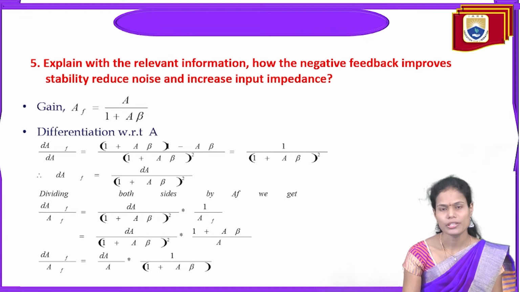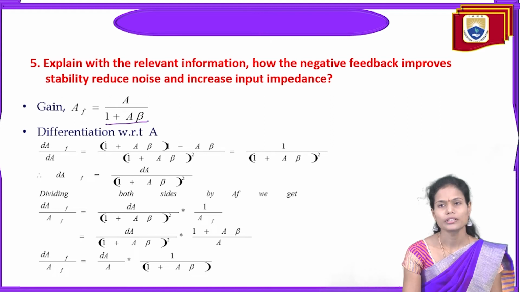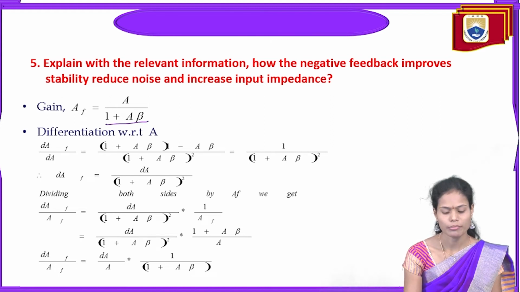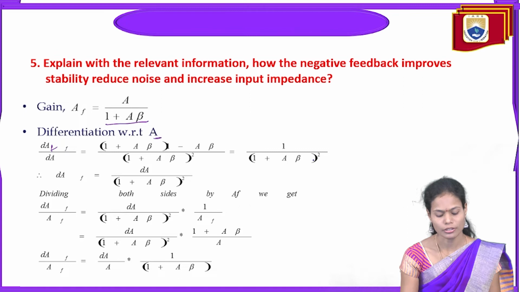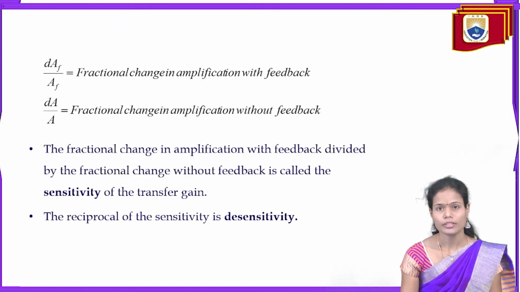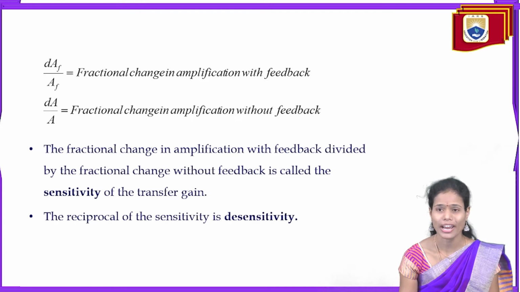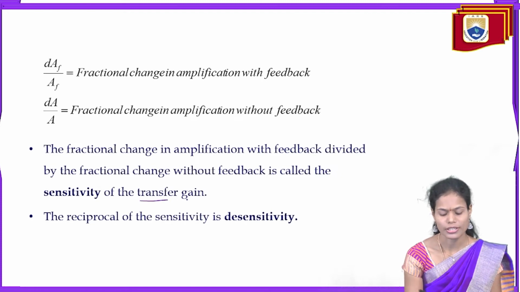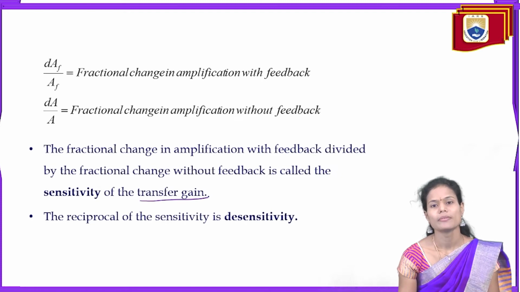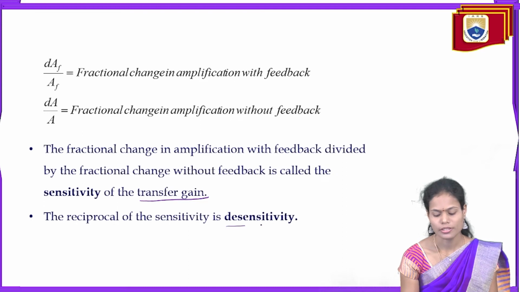So in order to prove this, I am taking the gain with feedback, and to prove that distortion is reducing, I am differentiating this one with respect to A here. So the variation of dAf with respect to dA we are doing here. So we are getting this much value. So here the fractional change in amplification with feedback divided by the fractional change in amplification without feedback is called the transfer gain here. So the reciprocal of this sensitivity will give the desensitivity here.